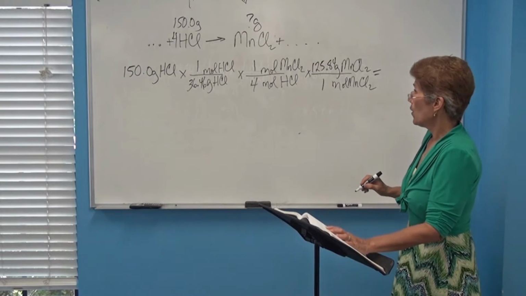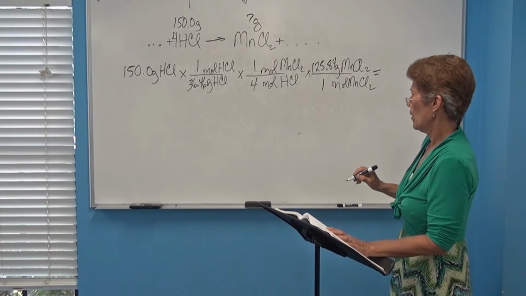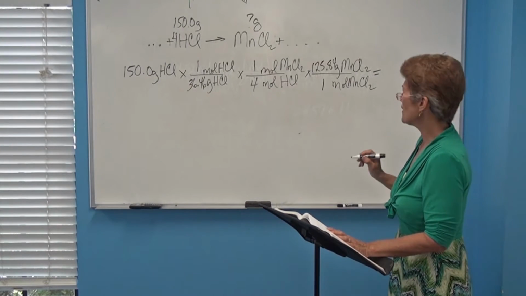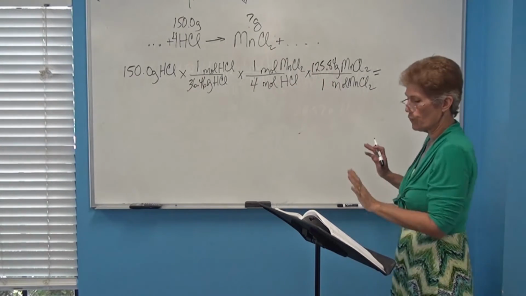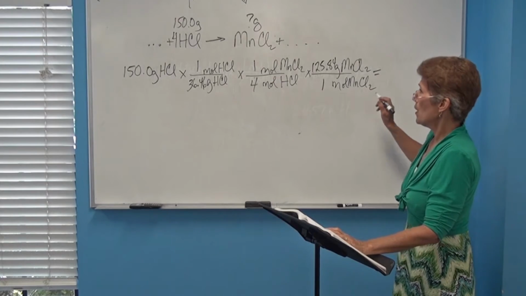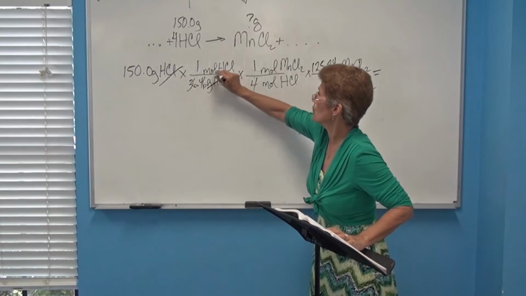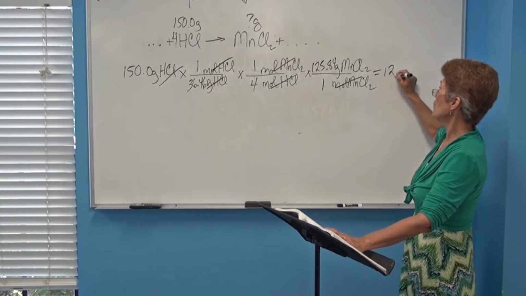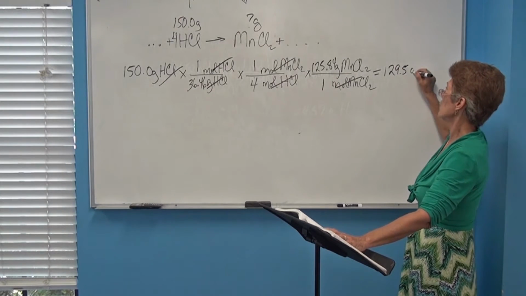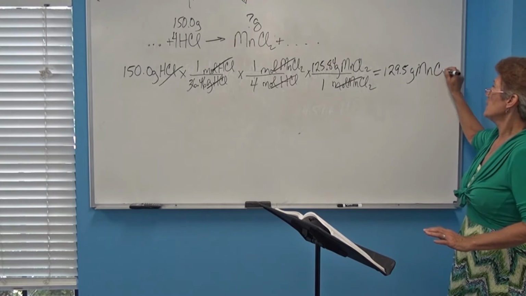Okay, we have 4 significant figures. I'm sitting there looking. I got 4 over there, 4 over there, 4 over there. So 4 significant figures in our answer. Make sure that everything cancels. It does. And so we are left with 129.5 grams of manganese chloride.